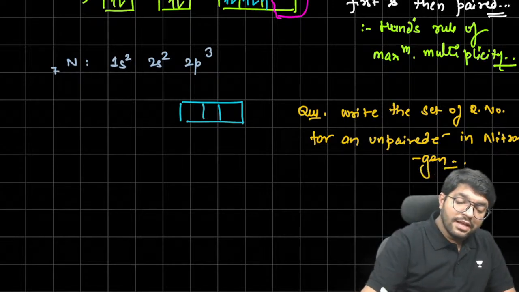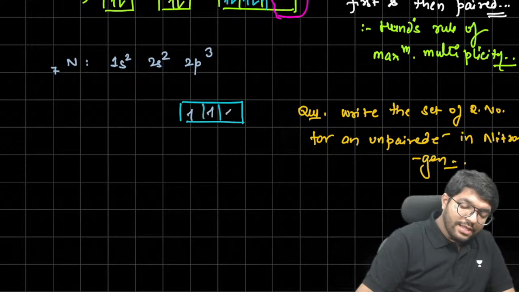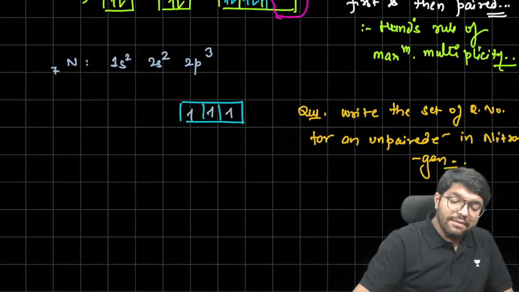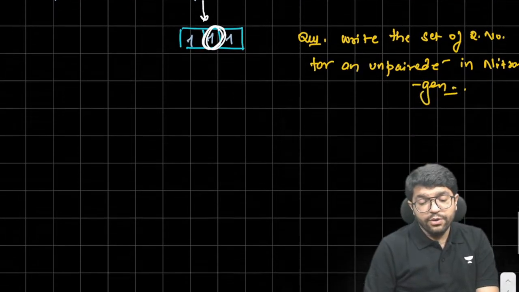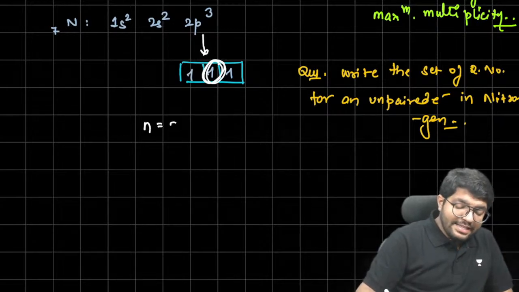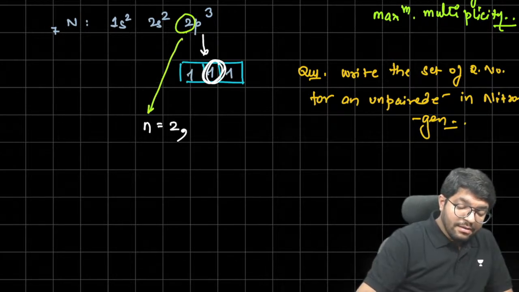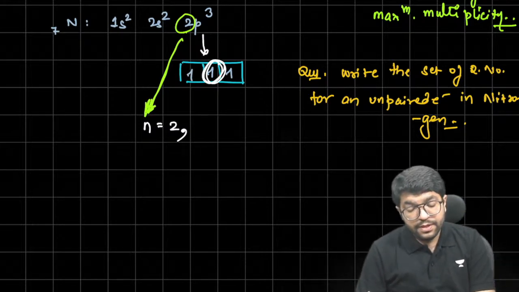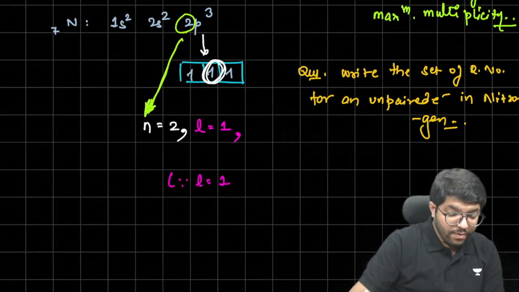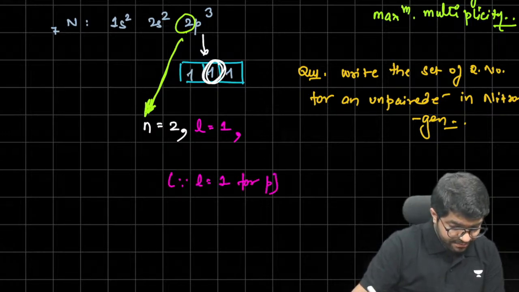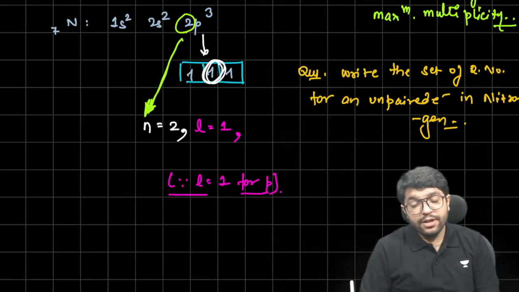Say I talk about electrons 1, 2 and 3. For the middle electron, I have to write the 4 quantum numbers. So how do I do it? The principal quantum number, which is my shell number, n is equal to 2. Since I am talking about p, my l will be equal to 1, because l is equal to 1 for p.